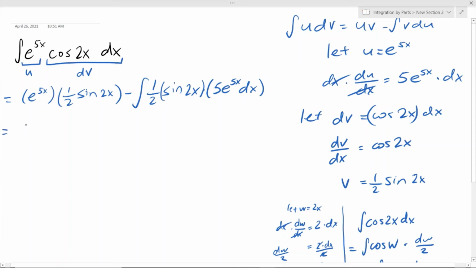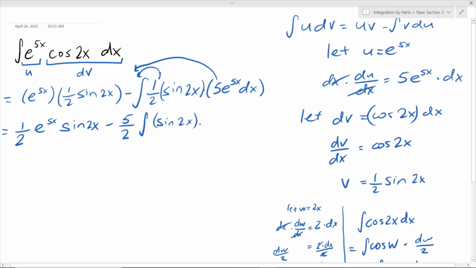And then we can simplify this a bit more. So 1 over 2 times e to the exponent of 5x times sine 2x. And then from here I can take out these constants, negative a half, right? And this 5, I could take it out. So 5 times a half is going to be 5 over 2, times the negative is going to be negative 5 over 2. And then the integral of what's left, so sine 2x times e to the exponent of 5x times dx.